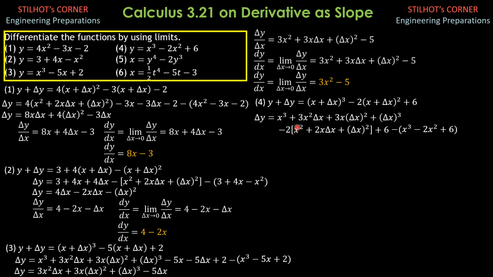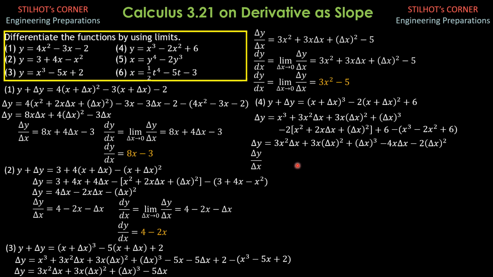So again, x cubed will be eliminated. Negative 2x squared and positive 2x squared eliminated. 6 and negative 6 will be eliminated. So therefore, delta y is 3x squared delta x plus 3x delta x squared plus delta x cubed minus 4x delta x minus 2 delta x squared. So this will be the remaining terms.